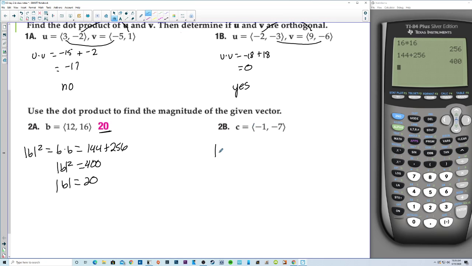Let's do one more. Magnitude of c squared is 1 plus 49, because we're doing the dot product. So we multiply the x's, multiply the y's. So the magnitude squared is 50. So the magnitude of c is equal to, well, the square root of 50, which is 5 square root of 2, because 50 is 2 times 25.